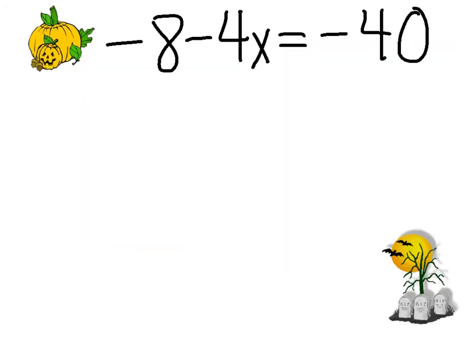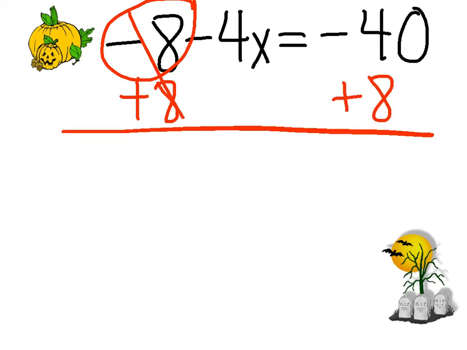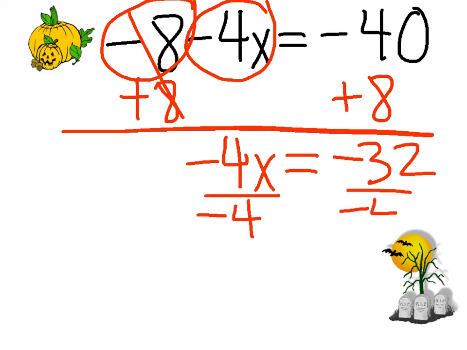For example 6, we have negative 8 minus 4x is equal to negative 40. We have a negative 8, so we need to add 8 to both sides. When we do that, those cancel out. On the left side, we're left with a negative 4x. On the right side, we have negative 40 plus 8. That's going to give us a negative 32. And when we divide by negative 4, our answer is going to be positive 8.